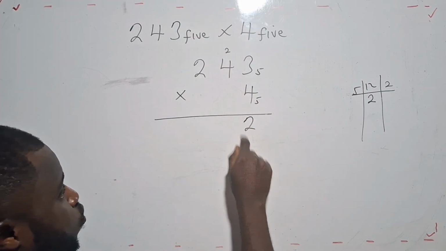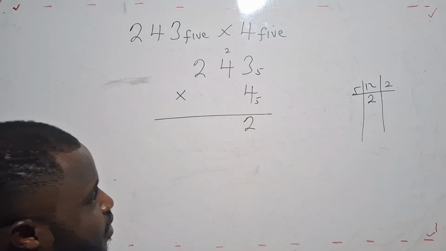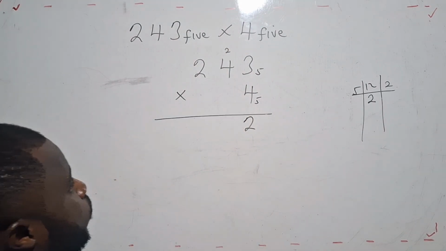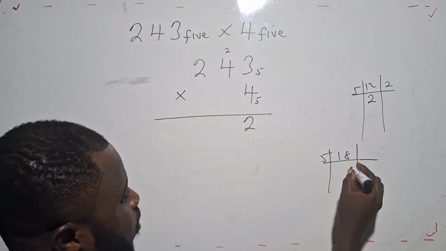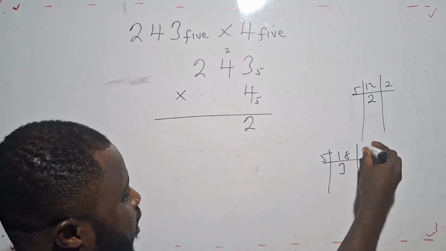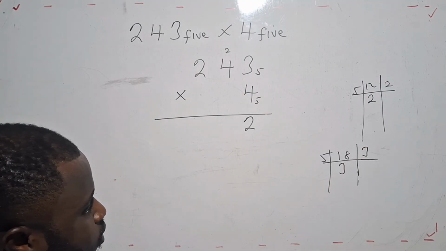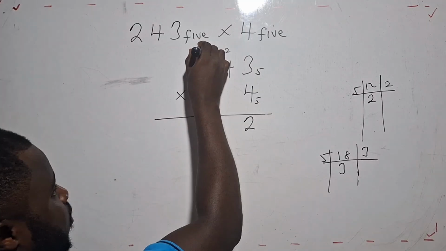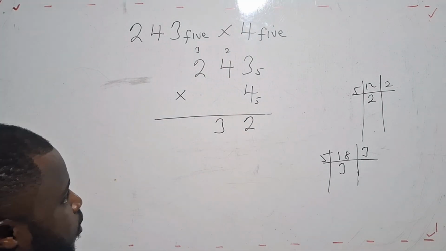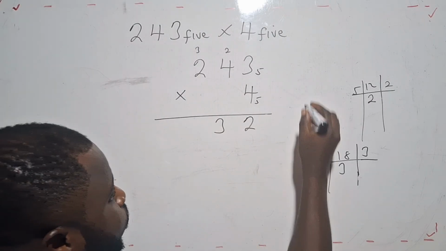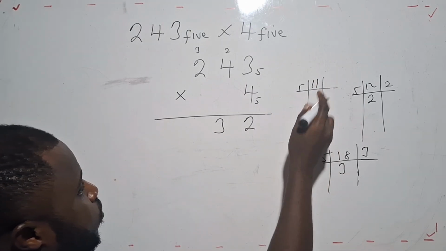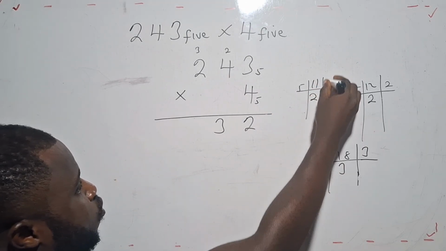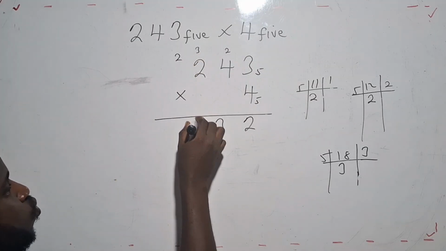So 2 remainder 2. Then you come here, 4 times 4 is 16. 16 plus 2 is 18. Now we have 18 divided by 5. 18 divided by 5 will give you 3 remainder 3, because 5 times 3 is 15. Then we have remainder 3. Then you come here, 4 times 2 is 8. 8 plus 3 is 11. So we have 11, then 5. 5 will divide 11 two times, remainder 1. So we have 2, remainder 1.